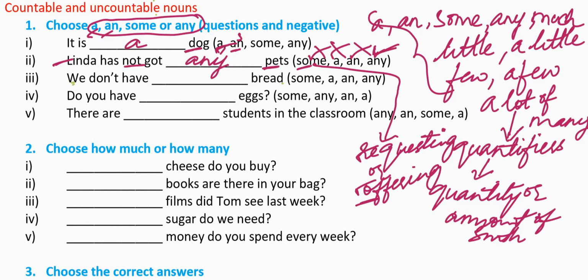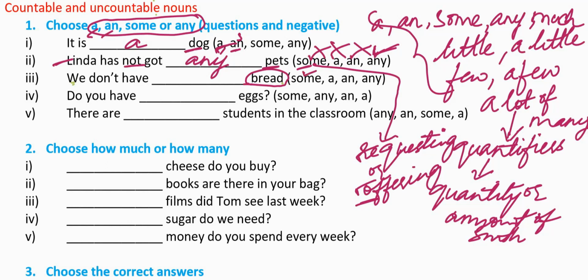The third one, we don't have dash bread. Now bread, you cannot count bread by itself, but you can always talk about the quantity of bread. I have a packet of bread. I have 2 packets of bread. So you cannot count the bread, hence bread is uncountable. So what quantifier can you use? We don't have dash bread.